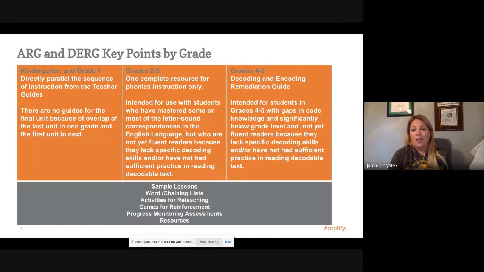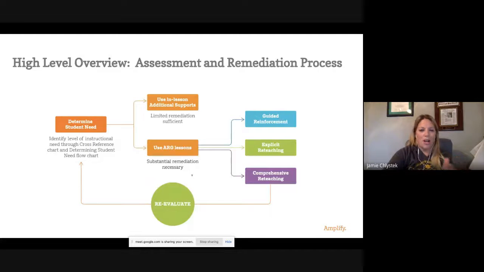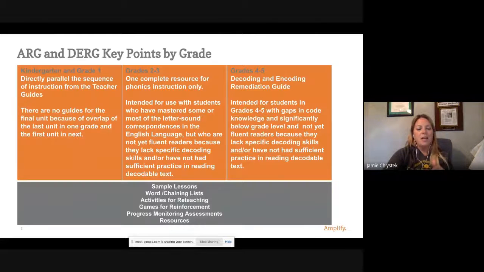There are also progress monitoring assessments that are included in the assessment and remediation guide and the decoding and encoding guide. So we know that even for our students who maybe don't have as significant gaps, we're not talking about our tier 3 kids that need something super intense, but we're talking about our tier 2 kids who have gaps, and we've got to monitor it because it goes back to the previous slide, right, where we are constantly reevaluating and making sure that we are addressing the right specific skills in order to fill those gaps. Those progress monitoring assessments that are included within the guides are all a part of that for all grade levels.